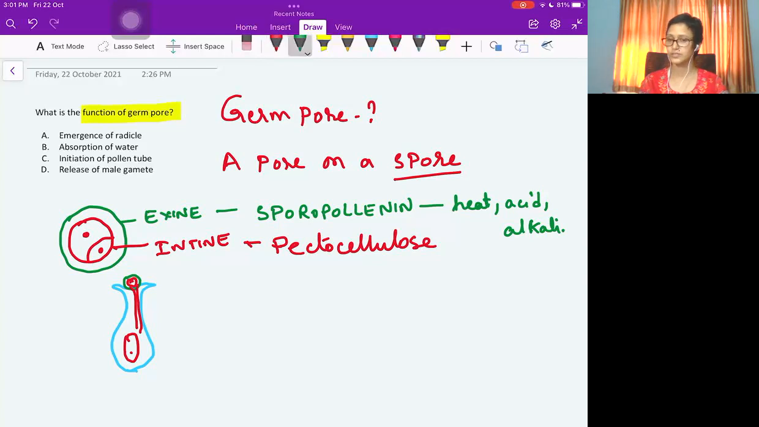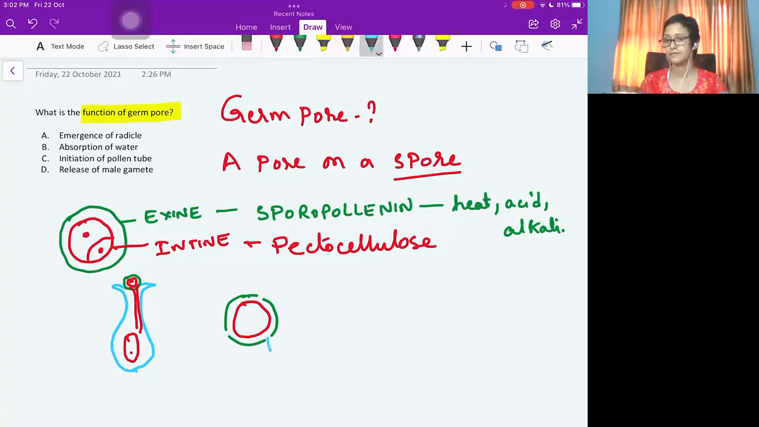But as the structure says that it is made up of one of the toughest biological materials, how do you think the pollen grain can germinate? For this reason, in order to facilitate the germination of the pollen grain, here and there on the exine, there is no deposition of sporopollenin.